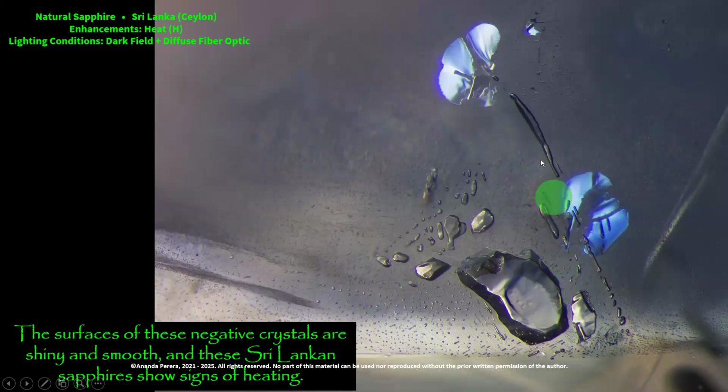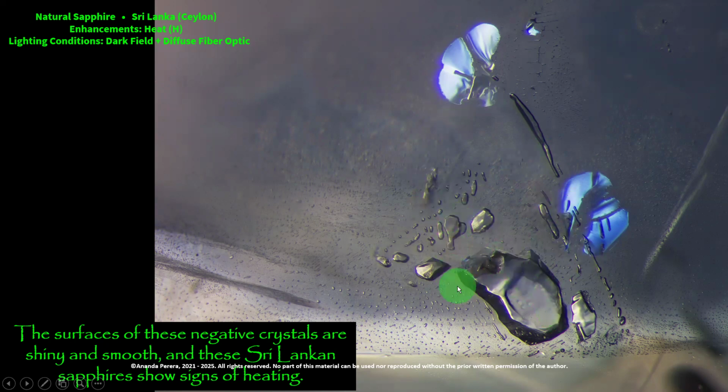Try to identify the shapes inside here. The surfaces of these negative crystals, all are negative crystals, are shiny and smooth, because this shine comes from the heat. Heat gives this shine. So this Sri Lankan sapphire shows signs of heating.